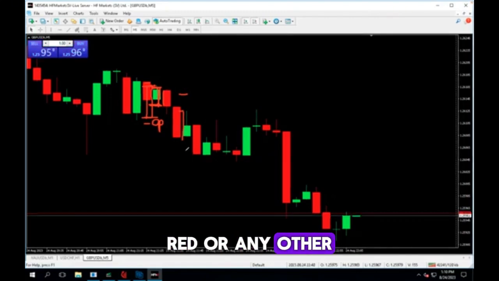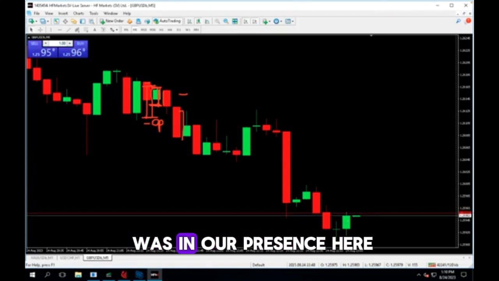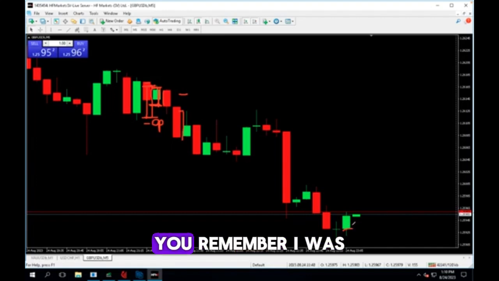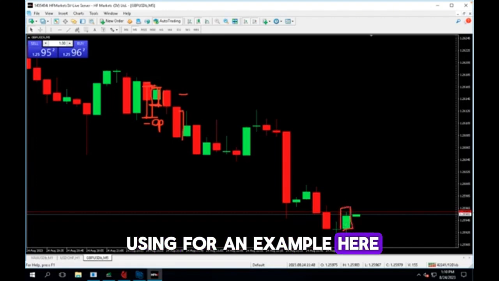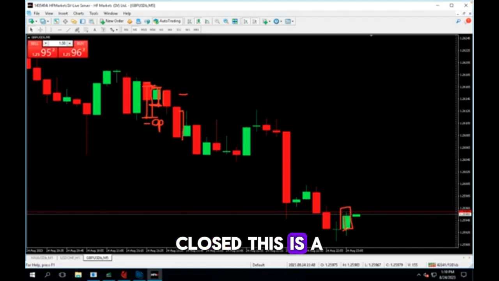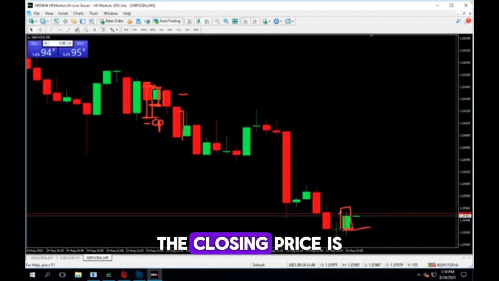Red, or any other bearish color that you have chosen. So, this is how this thing continues to form. You can see it was in our presence here, and we were discussing when this candle began to form. You see, this candle formed. This particular one, you remember, I was using for an example here. It started and it went up, closed. This is a 5-minute candle. It's closed here. So the opening price is this bottom here. The closing price is the top of the body of the candle.